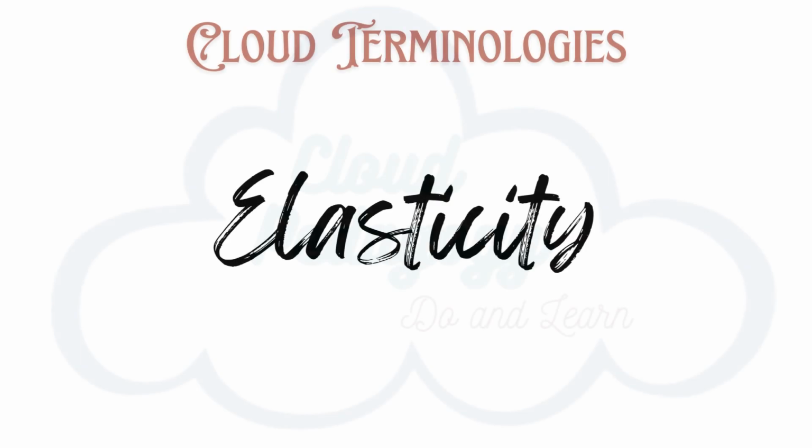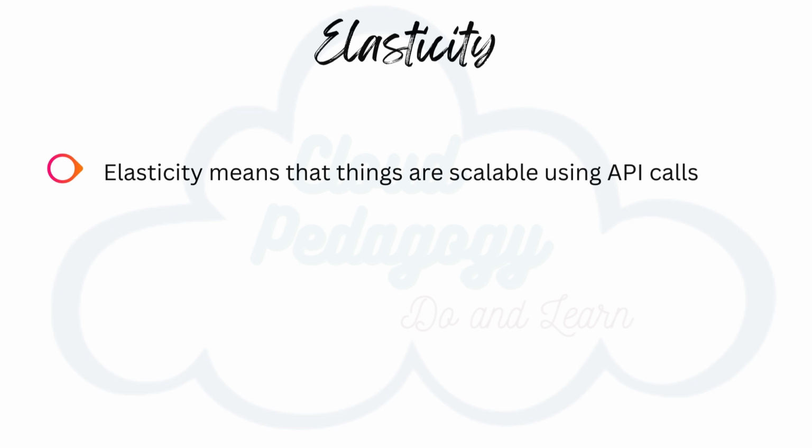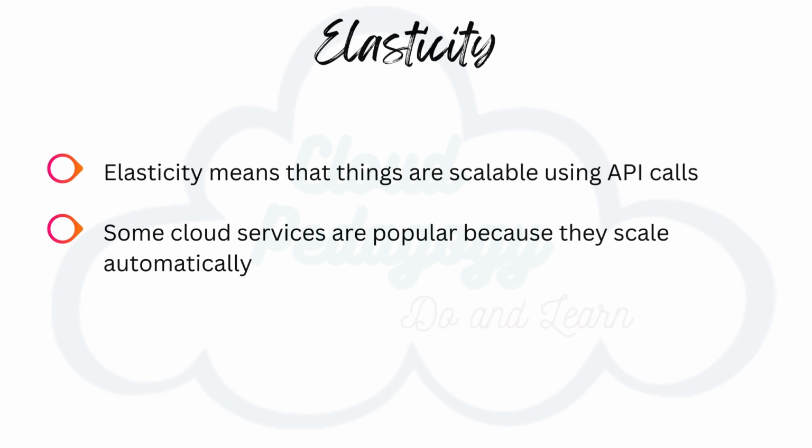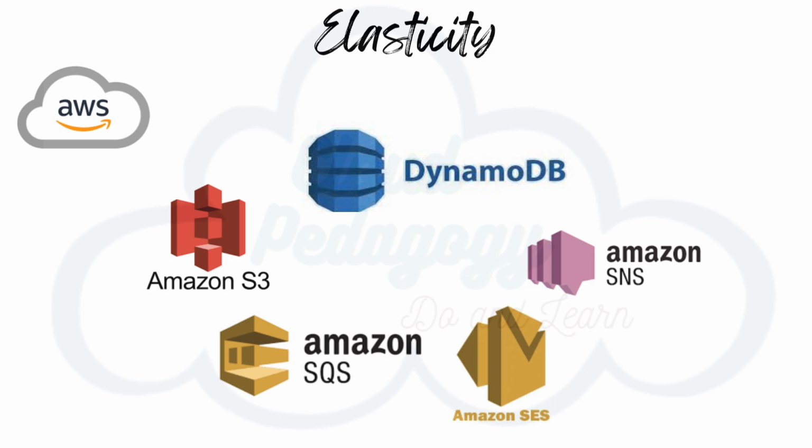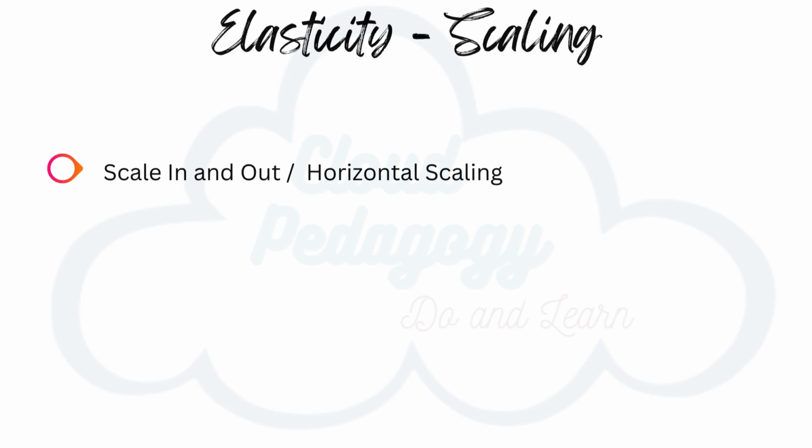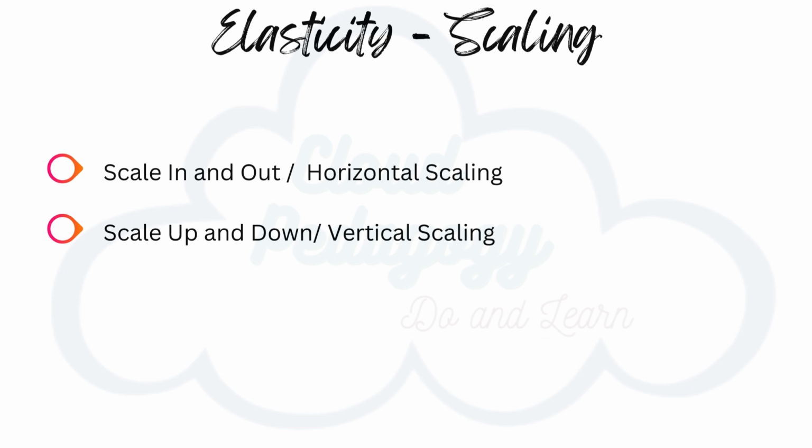Another very common term I want you to know is elasticity. Elasticity means that things are scalable in a way so you can have less or more resources without burden, in an easy way, by doing API calls. Some cloud services are popular because they can scale automatically and transparently. In AWS, to name a few, Amazon S3, Amazon DynamoDB, Amazon SQS, Amazon SNS, Amazon SES, and many more. When we talk about elasticity, we think about scale. And when we think about scale, there are basically two concepts: scale in and scale out, also known as horizontal scaling, and scale up and scale down, also known as vertical scaling.